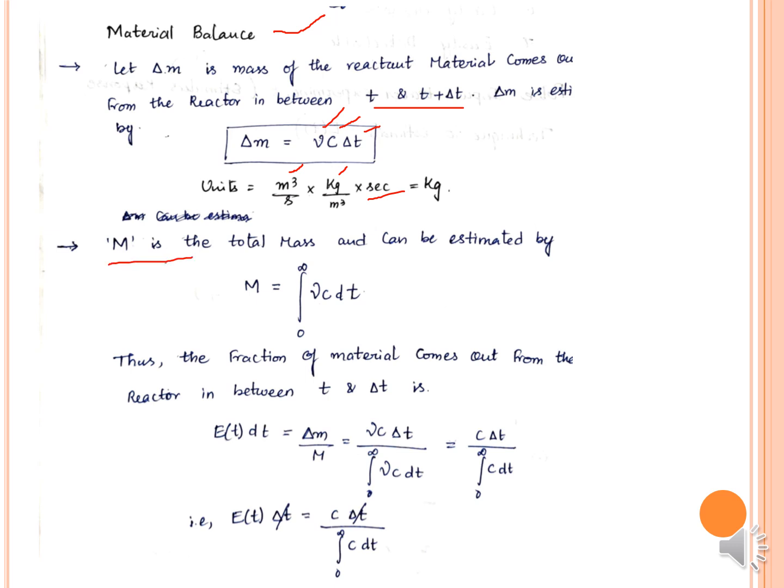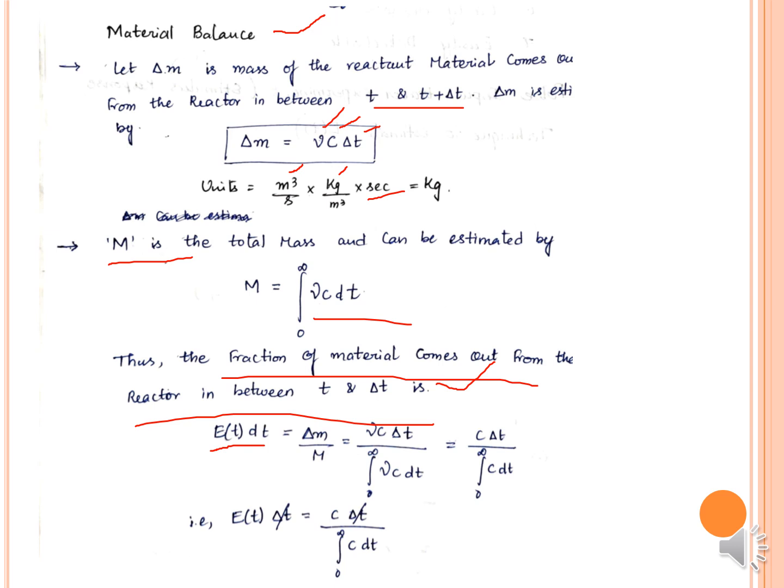But the total mass M, the total amount of material that comes out, can be estimated by the integral from 0 time to infinity time. That can be written as the integral from 0 to infinity of nu C dt. Thus, the fraction of material that comes out from the reactor between t and t plus delta t can be written as delta M by M, that is E of t dt. E of t dt signifies the same information. Delta M by M also signifies the same information.